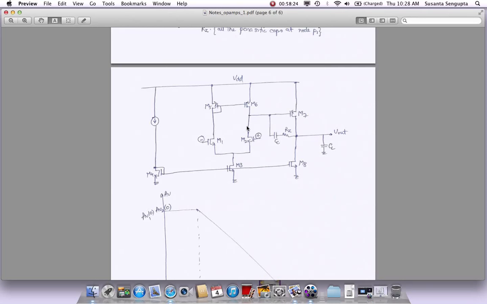And then once you have done it, you compensate it. A simple compensation scheme here. And that kind of hopefully gives you an idea.